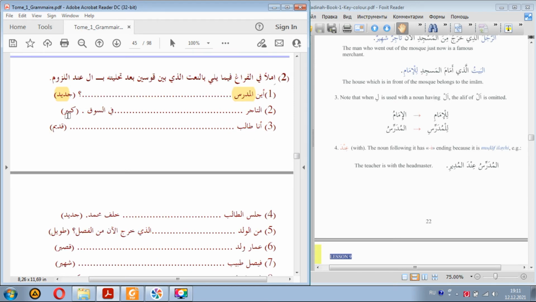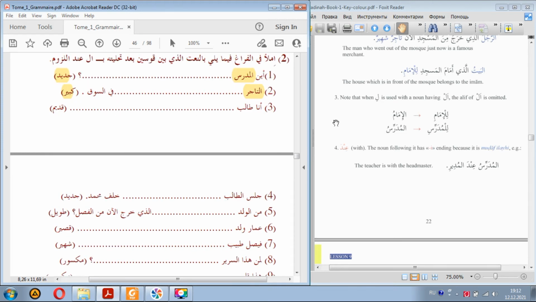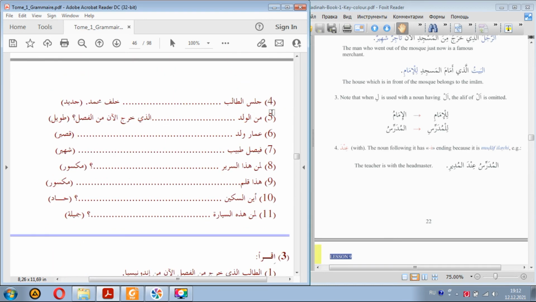التاجر, you see, كبير. We just take this كبير, look at this منعوت, and do the same with the نعت. Everything that's applied to منعوت is also applied to نعت. التاجر الكبير في السوق. That's how it is. أنا طالب قديم. It doesn't have alif lam. It has dhamma in the end and tanween, and the same goes for al-qadim. أنا طالب قديم.